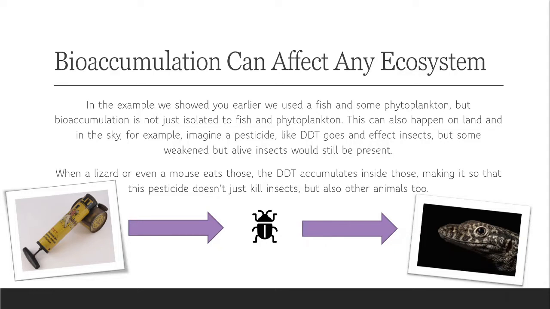For example, imagine a pesticide like DDT affects insects. But some weakened but alive insects would still be present. When a lizard or even a mouse eats those, the DDT accumulates inside those mice and lizards, making it so that this pesticide doesn't just kill insects but also other animals in the ecosystem too. It's because of this that many organizations have restricted the use of DDT in order to protect ecosystems.